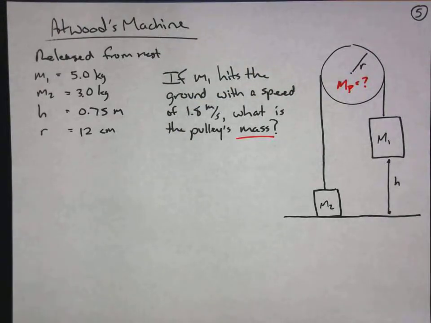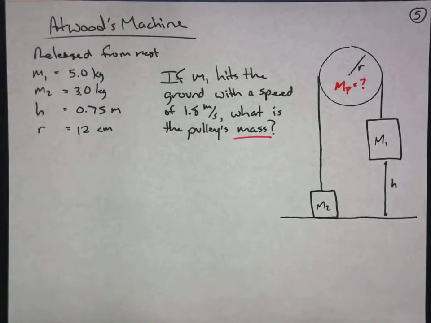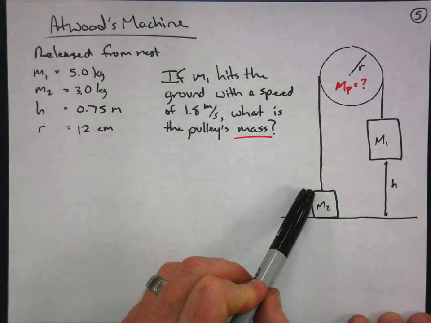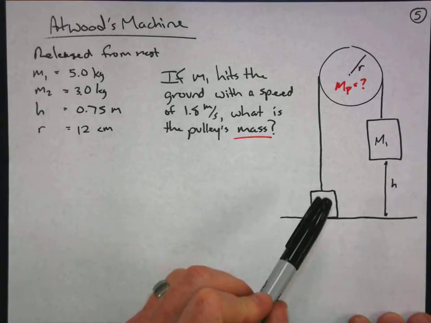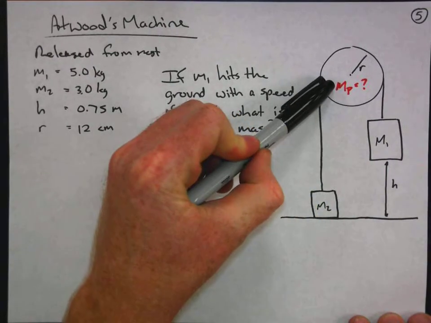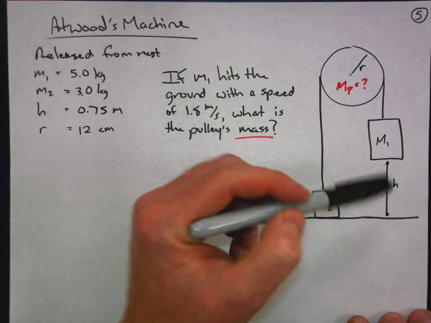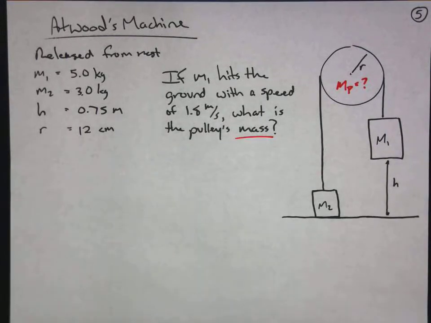Fair enough. Strategy here: I'm going to use conservation of energy. There's gravitational potential energy here. There is initially no kinetic energy anywhere. And when M1 hits, everything will have kinetic energy. 1, 2, 3 things will have kinetic energy, right? But M1 will have lost all of its potential. The thing is, M2 will have gained potential. So when we line up our initial and our final situations, we have to account for all of those things.